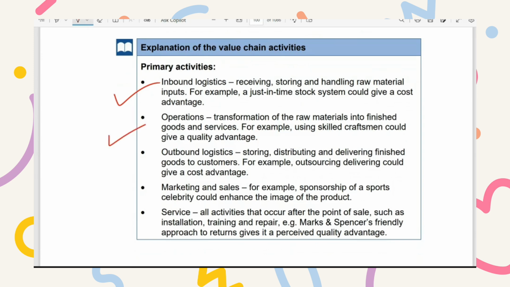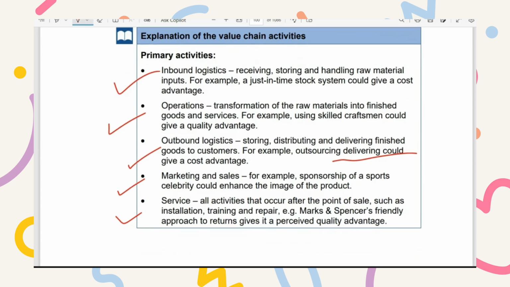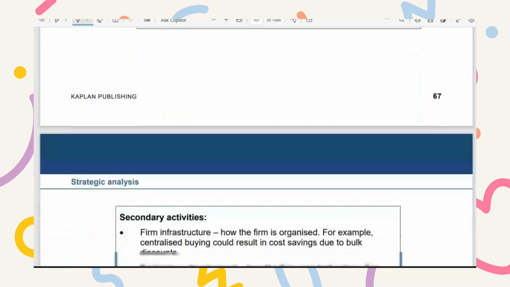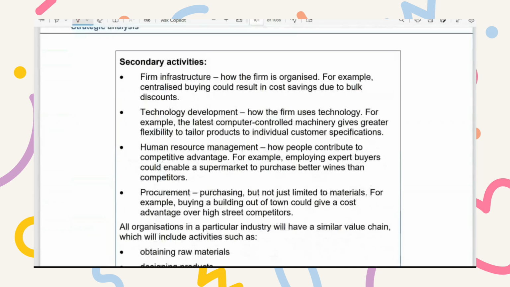All organizations in a particular industry will have a similar value chain: obtaining raw materials, designing product, building manufacturing facilities, developing cooperative agreements, providing customer service. Apply value chain in scenario. Very important: to gain a competitive advantage over rivals, a company must either perform value chain functions at lower cost than its rivals, or perform them in a way that leads to differentiation and a premium price.